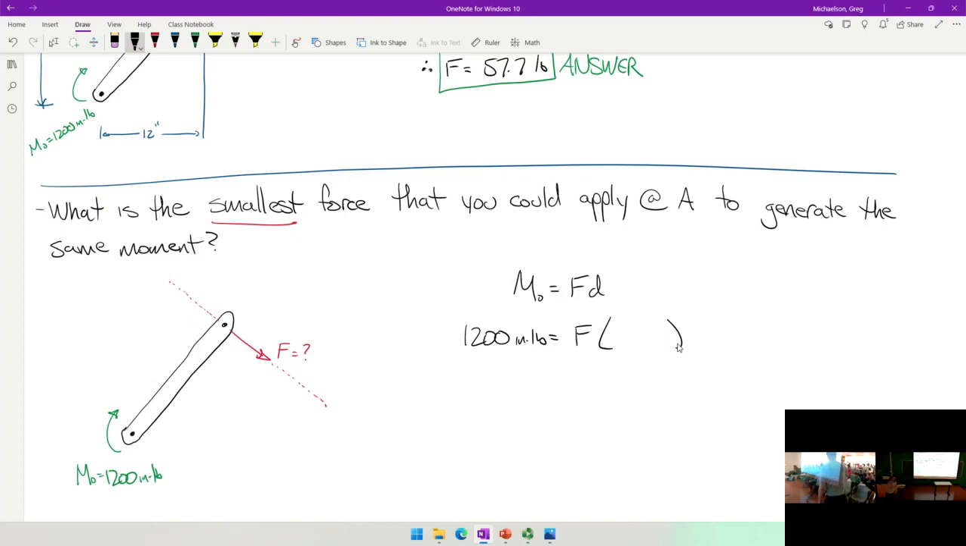Say it again. 24 inches. That's exactly right. Okay? Because the moment arm is from the point in question to the line of action, and it's the shortest distance. We're talking about that being the moment arm. And D is the length of the bar, which is 24 inches. So this is 24 inches. So therefore, F is what? Say again? 50 pounds.